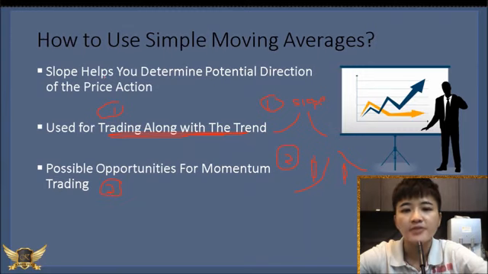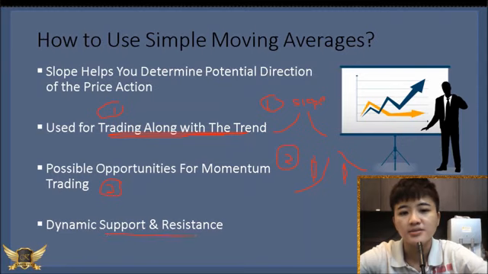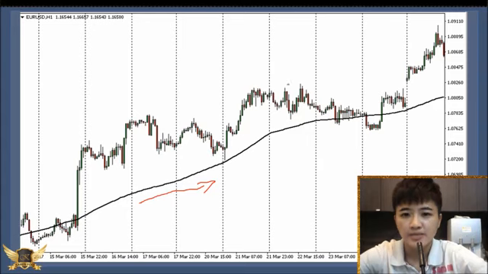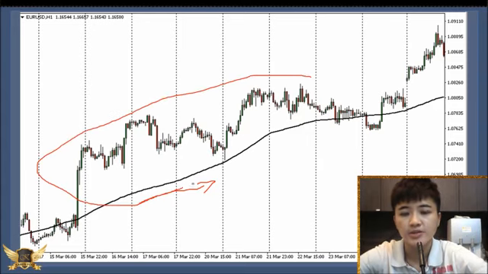Okay? Now of course, another significant function of simple moving average is that it acts as a dynamic support and resistance. If you're still not clear about support and resistance, feel free to check out the support and resistance video. So let me give you an example, and you tell me whether this is a bullish or bearish market, okay? Based on these two criteria. Very clear. First thing first, you see the slope of this moving average is going upwards, and the candlesticks from here onwards are above the moving average.